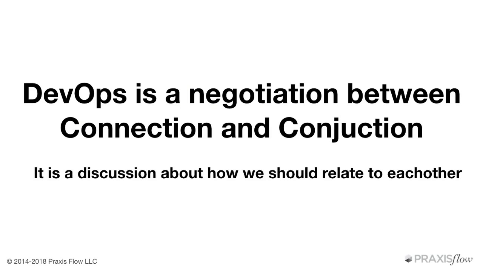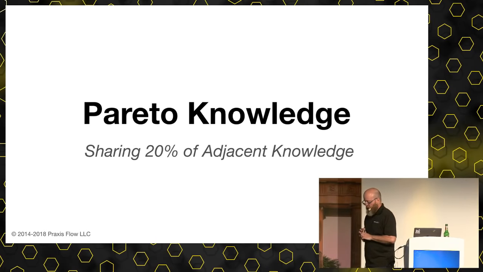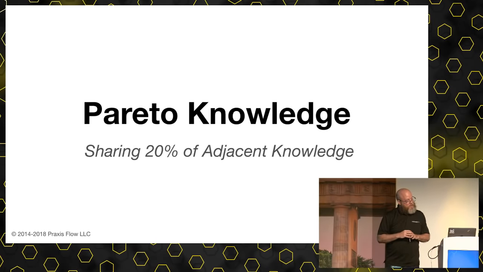So I think DevOps is then not a preference for connection over conjunction, but it is a conversation, a negotiation about what parts of the organization, what parts of our work can we use data to talk about, and what parts do we have to work together in a more significant interpersonal way. This leads us to understanding a couple things, I think, or a couple conversations that I would expect to see in an organization that is doing DevOps.